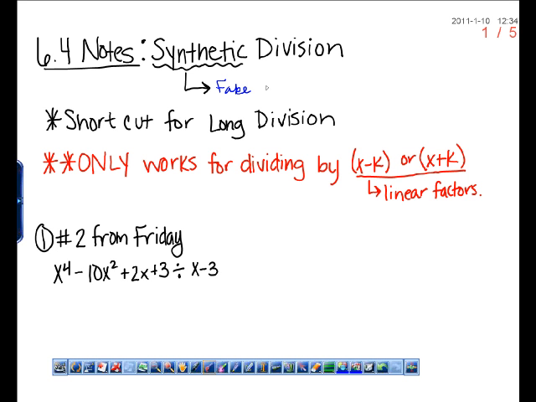Yes? Does it give us an exact answer of what long division would give us?